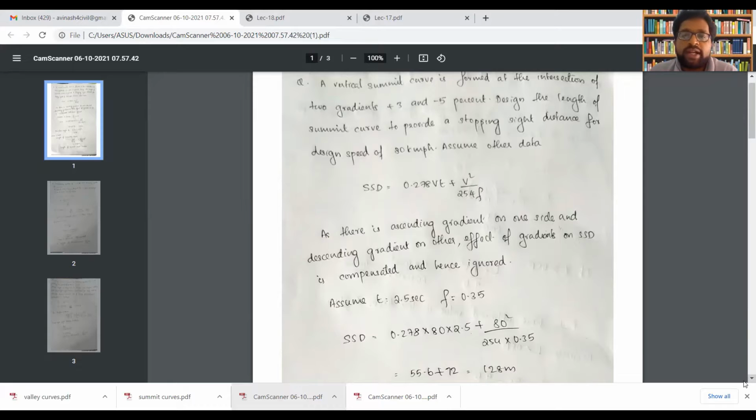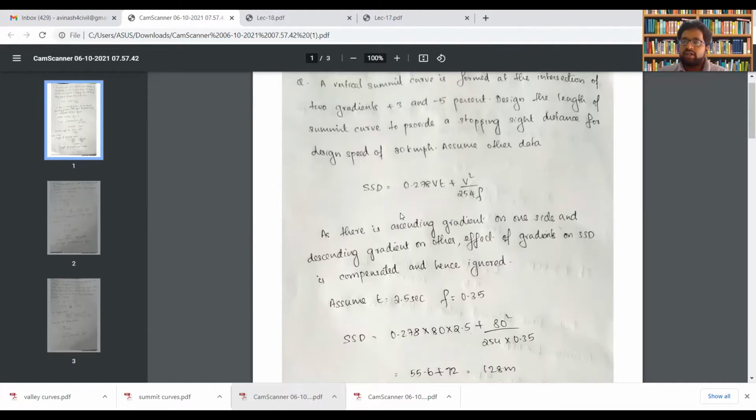If the design speed is given in km/h, what is the expression for stopping sight distance? We have already discussed this. Stopping sight distance is equal to 0.278 Vt, where V is the design speed in km/h and t is the total reaction time of the driver.